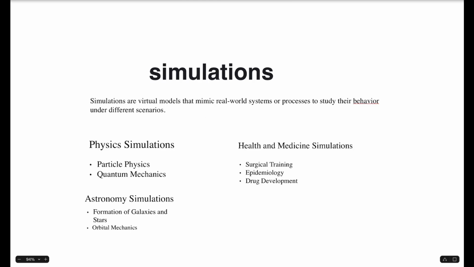Before we go into code simulations, we've got to know what simulations are and how they work in other scenarios. Simulations are virtual models that mimic real-world systems or processes to study their behavior under different scenarios. By replicating key features and interactions, simulations allow for experimentation and problem solving in a controlled, risk-free environment.